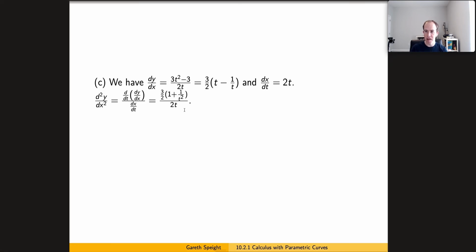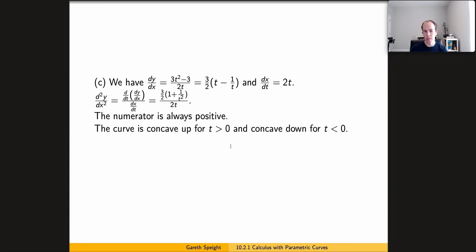Okay, and then we want to figure out where this is positive and where this is negative to understand the concavity. The top is convenient in that it's always positive because we have a t squared here. 3 over 2 is positive, 1 is positive, 1 over t squared is positive. We add them and multiply them. The top is always positive. So we just have to look at when the bottom is positive or negative. The bottom is positive if t is bigger than 0. So if t is bigger than 0, everything is positive. The second derivative is positive. The curve is concave up.